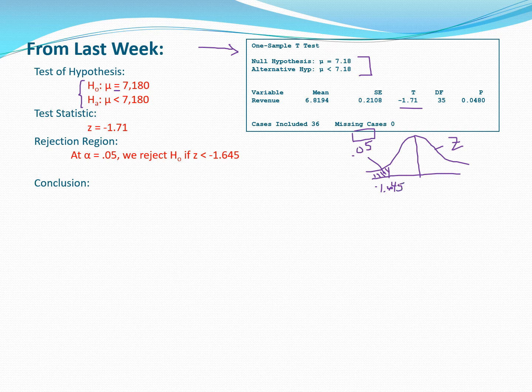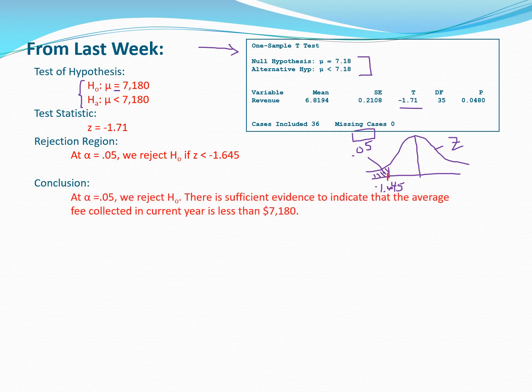Now in our case, the test statistic is negative 1.71, which falls further out here in the tail. And so our conclusion that we saw last week was that at alpha equal 0.05, we reject. There's sufficient evidence to indicate that the average fee is less than $7,180, and this would be the average of all fees, mu, the average of all. That's a test we did last week, and I don't really want to take too much time to go over that because we did see that last week.